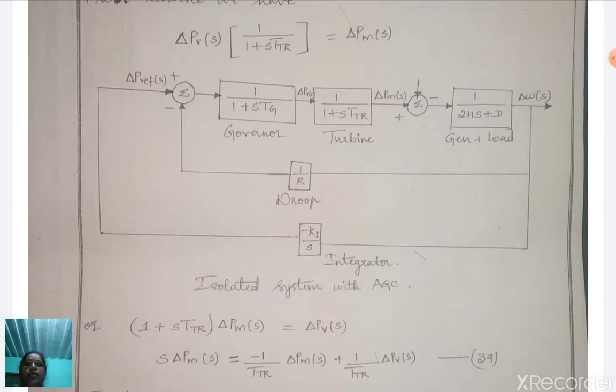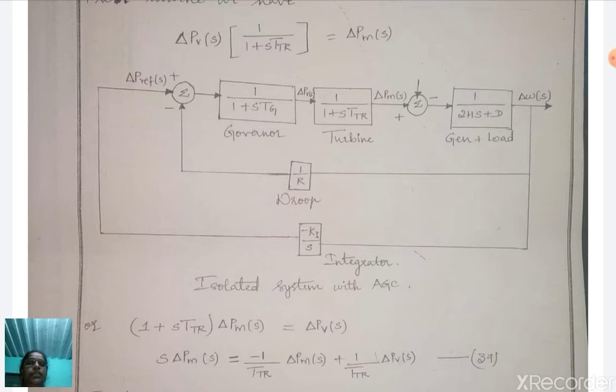First del P reference of S, that is plus, then 1 by R, that is the speed droop, both are summed. Then go to the governor model, that is 1 divided by 1 plus S Tg. Then the output is del PV of S. Then the turbine model 1 divided by 1 plus S into TTR, and the output of the turbine model is del Pm of S.